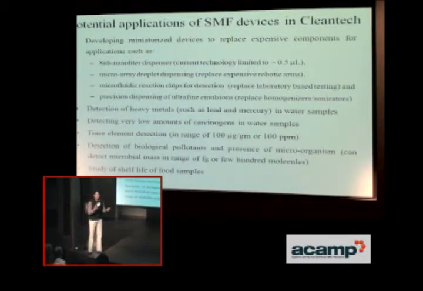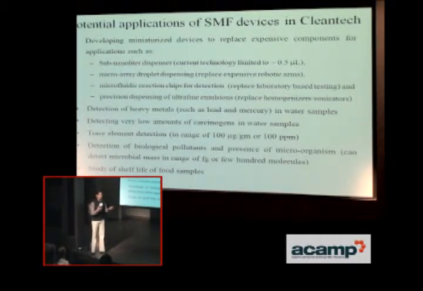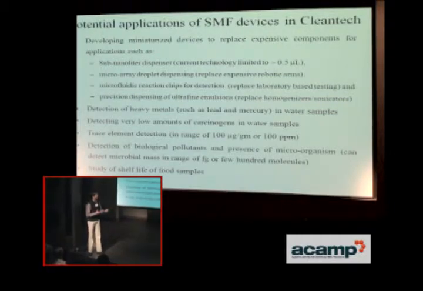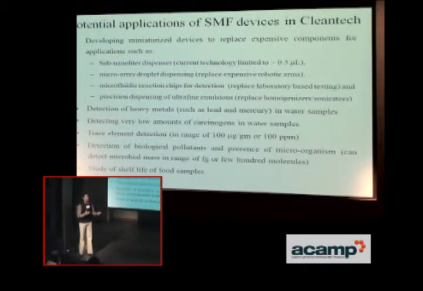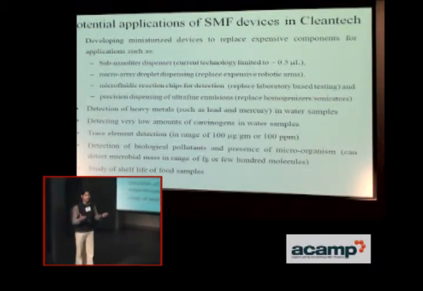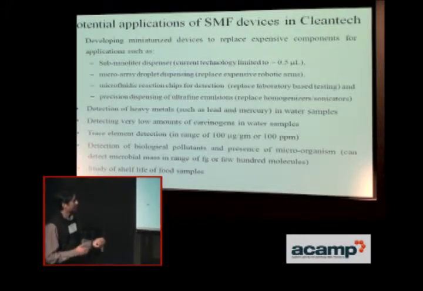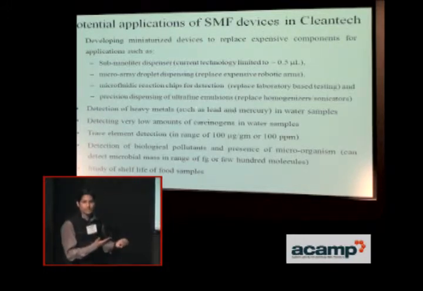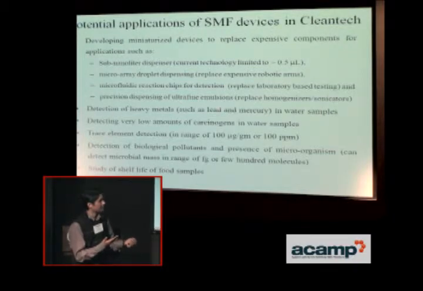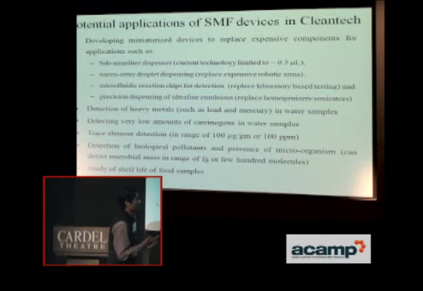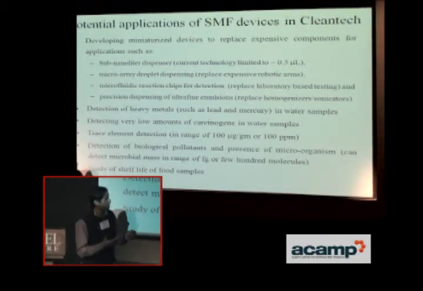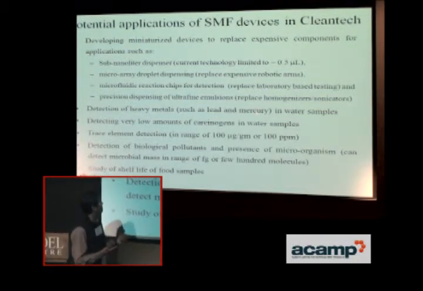These reaction chips can do multiple assays on a platform, and by doing that, they can replace laboratory-based testing facilities like blood testing and blood glucose level detection. And another application is that, since we can dispense ultra-fine precision emulsion droplets, they can replace the homogenizers or the sonicators, the expensive devices, at least for microfluidic applications.